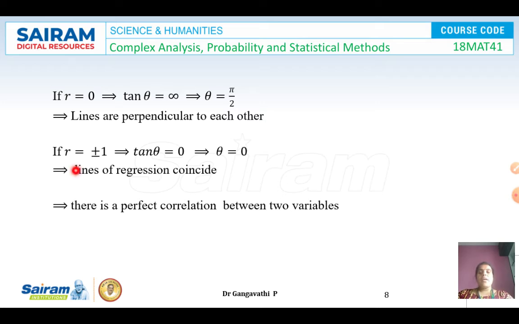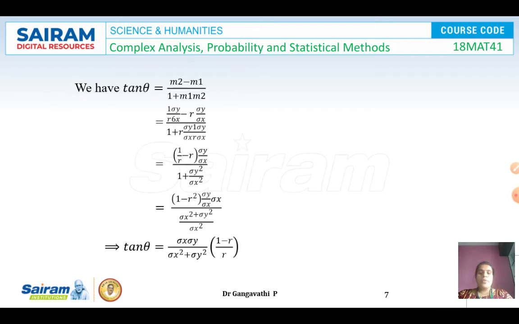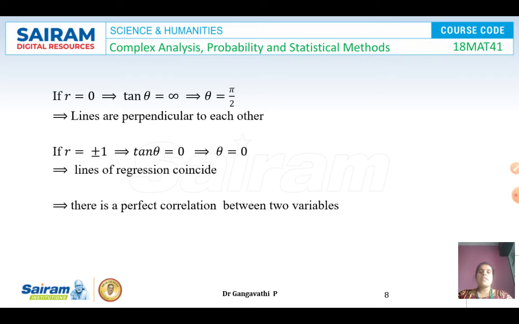In a similar way, if r is equal to plus or minus 1, go back to the proof that you have done. If you take r equal to plus 1, 1 minus 1 is 0, divided by 1. Anything divided by 0 is 0 itself, so tan theta results in 0. Tan theta is 0, which implies theta is equal to tan inverse of 0, which is 0. That means the angle between the lines is 0.